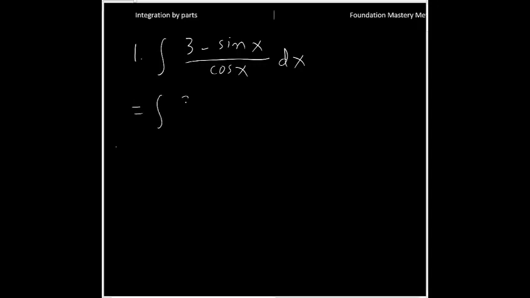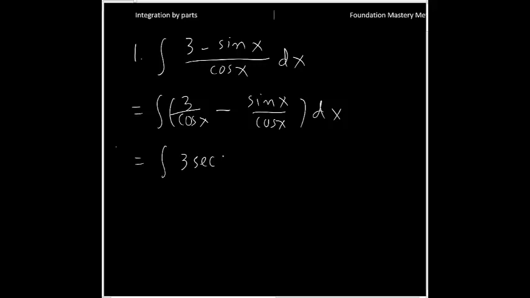Split it: 3 over cosine x minus sine x over cosine x dx. We can split like this. So then this one is 1 over cosine, which is secant x dx. You can split it into the integral of sine x over cosine x dx. Well, the second one goes with integration by substitution.